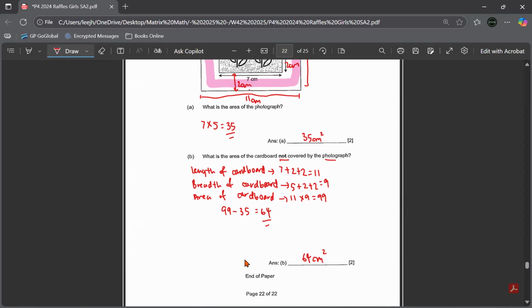square centimeter. Okay, good. We have come to the end of this exam paper review.